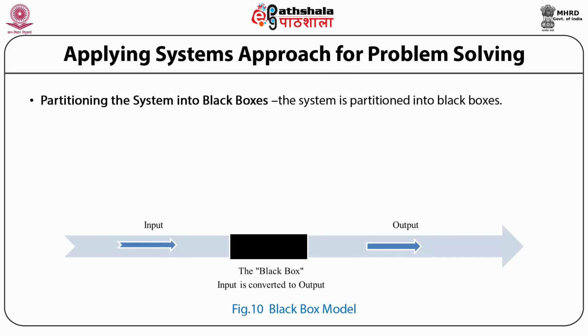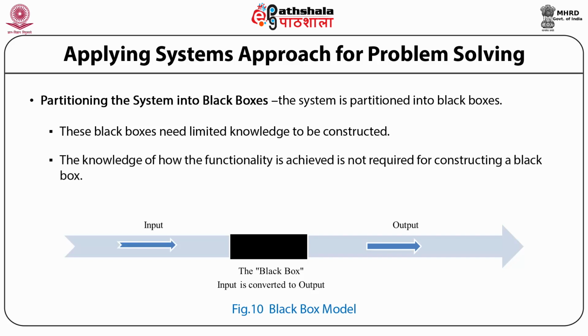Partitioning the system into black boxes. The system is partitioned into black boxes. This refers to breaking down the system into granules, sets of black boxes. These black boxes need limited knowledge to be constructed. To construct a black box, one needs to know the input that goes into it, the output that comes out of it, and its function. The knowledge of how the functionality is achieved is not required for constructing a black box.